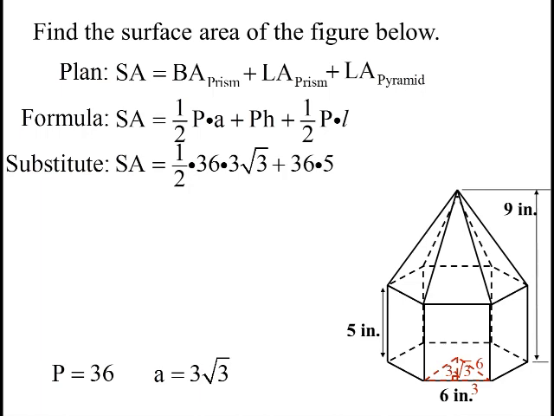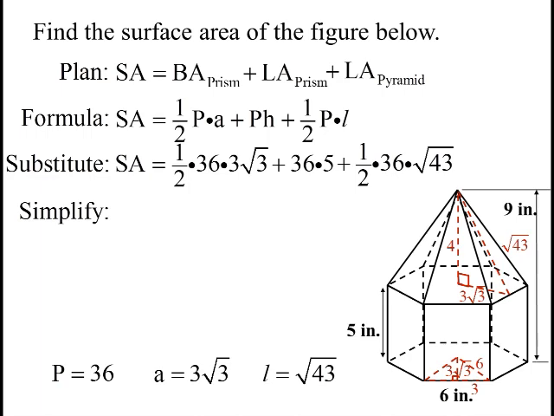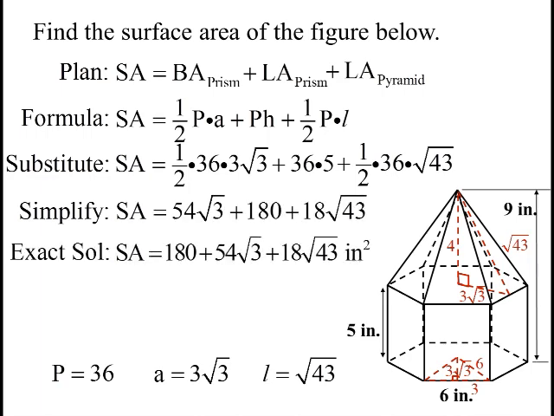We already know PH. We need the slant height. Is the slant height given? I don't think so. So let's see. 3√3 is your apothem. 4 is your height. 9 minus 5 is 4. So if you do Pythagorean theorem, you'll see that the slant height's √43. So we do some substitution, simplify what we can, and give an estimate.